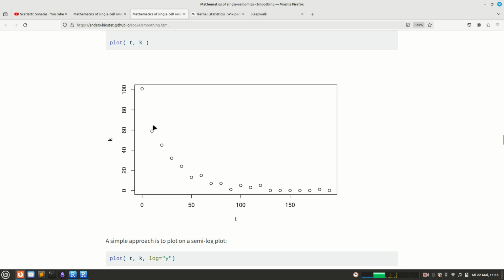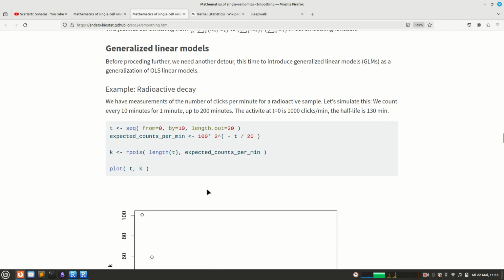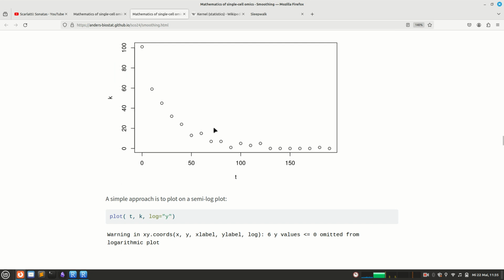Of course, I've simulated my data to decay exponentially. In my simulation, I said the expected number of counts you should get per minute is the 100 counts we have at the beginning times 2 to the minus t over 20. So 20 is the half-life. And the actual number of clicks is not the expected number, but it's Poisson around that. I use this as an input into a Poisson distribution, and this is how I get the number of clicks which I have plotted here.